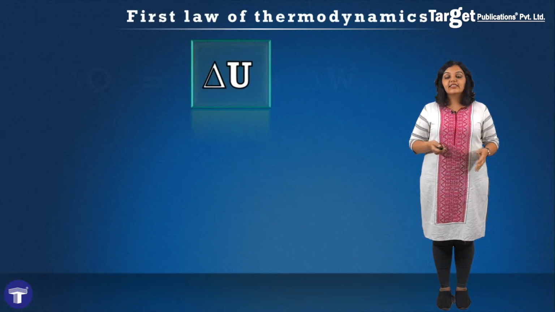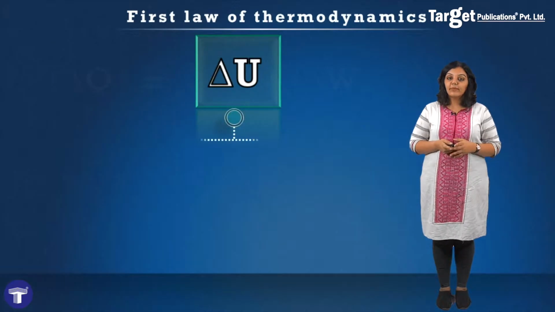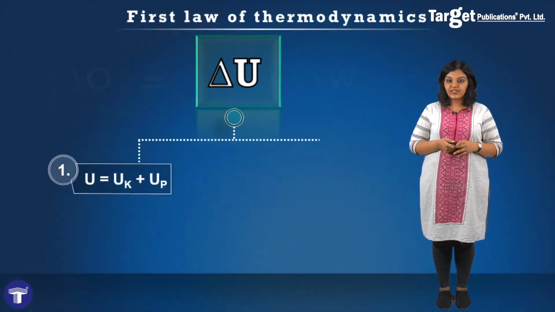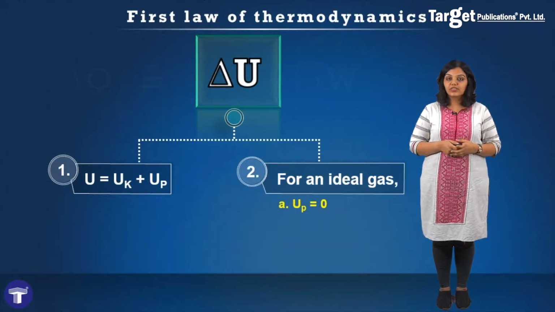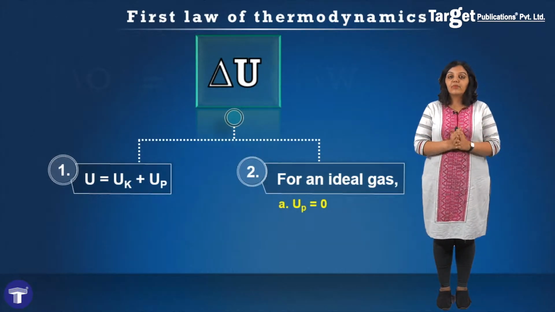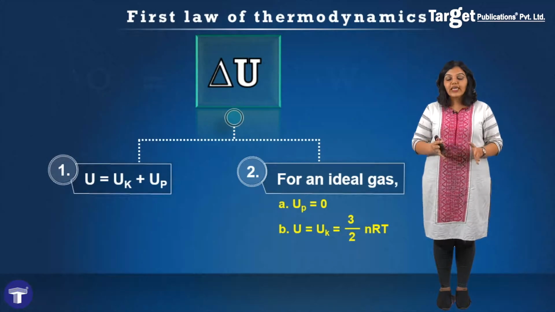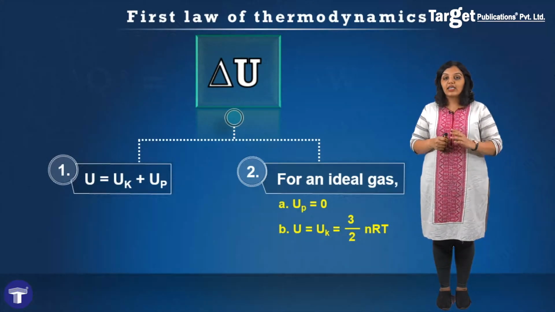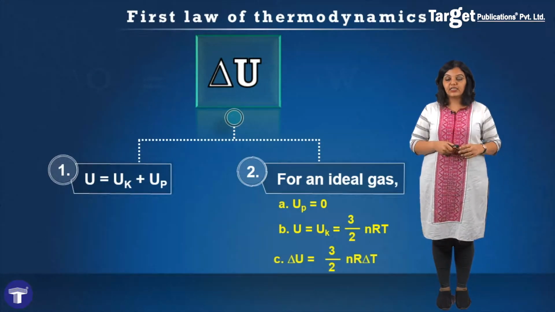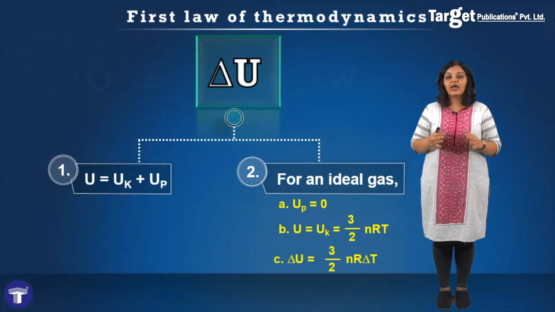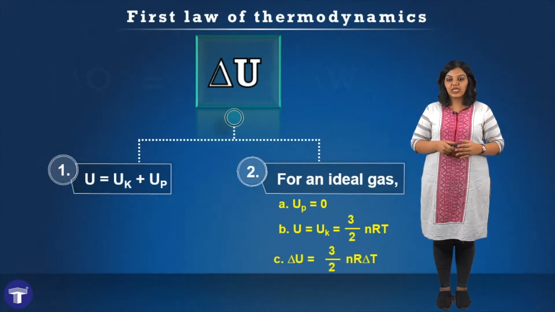We have already seen that the internal energy is nothing but a sum of the kinetic and potential energies of a system. But we also saw that for an ideal gas, you say that UP is equal to 0, which means we must remember the formula only for UK. And UK is nothing but 3 by 2 nRT, where R is the gas constant and T is the temperature. From this I will get that delta U, which is the change in internal energy, is 3 by 2 nR delta T, where delta T is the change in temperature.